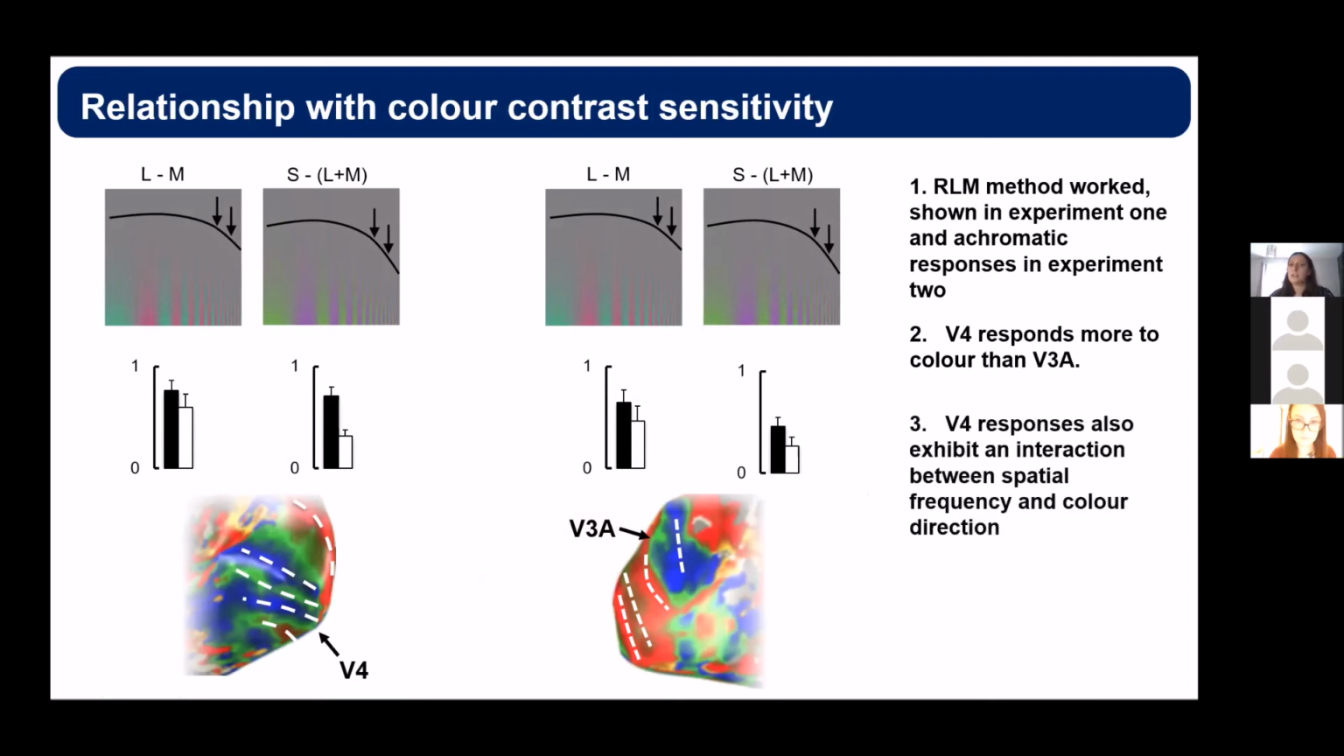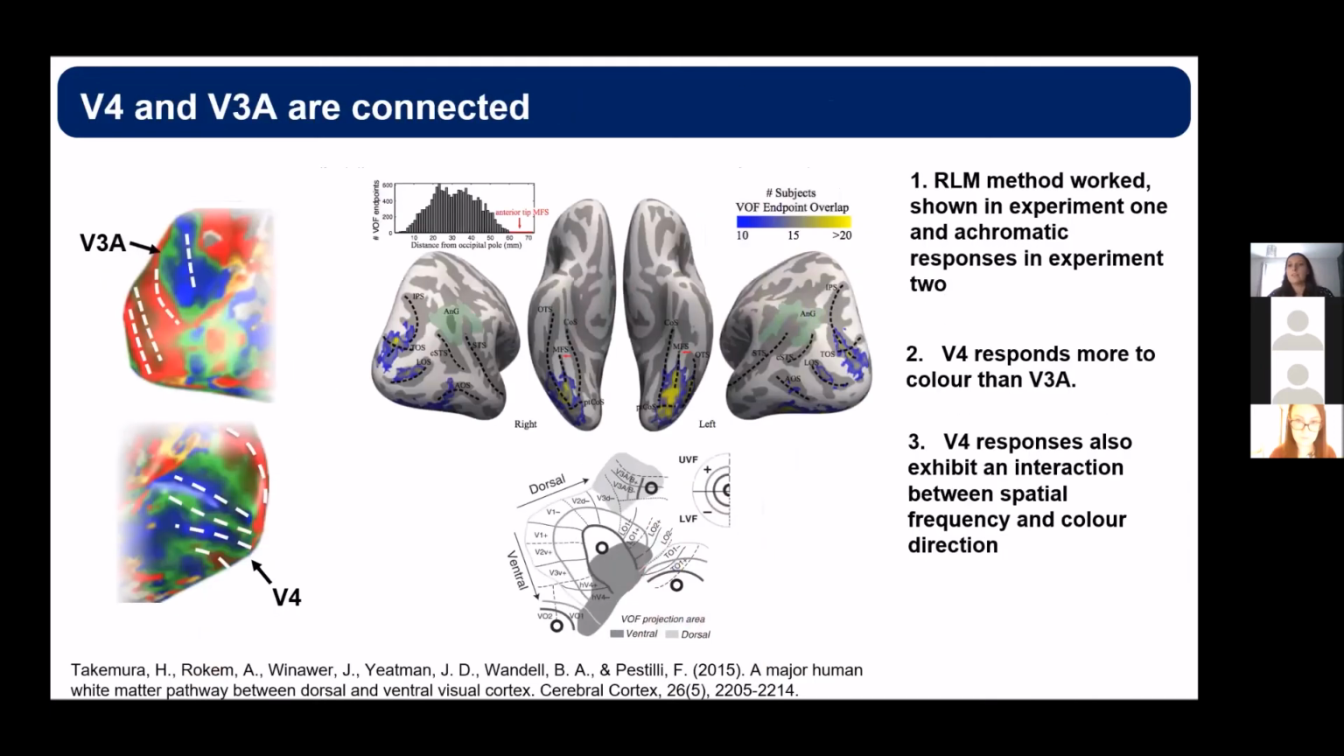V4 also shows a strong interaction between spatial frequency and colour, while V3A does not. This suggests that V4 is more aligned with behaviour than V3A. However, V3A does show a strong colour response still.